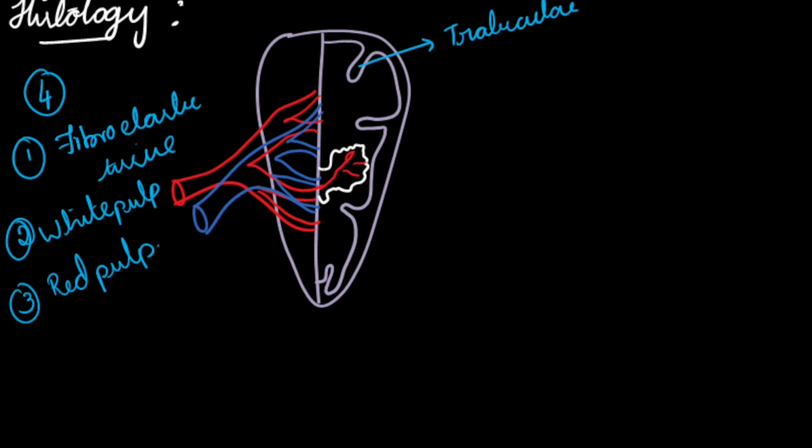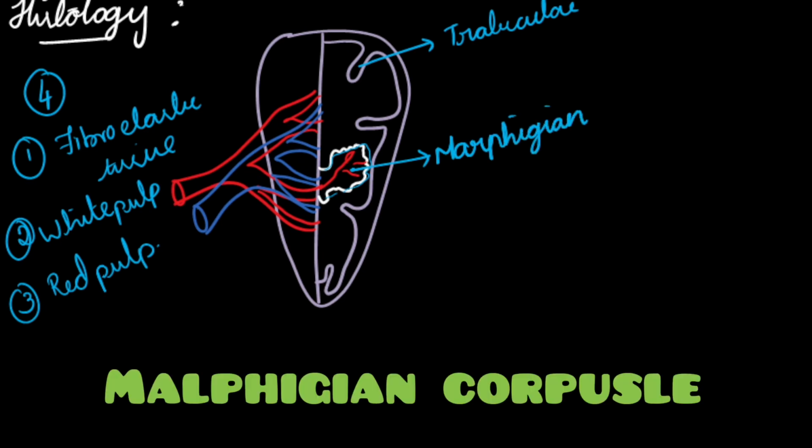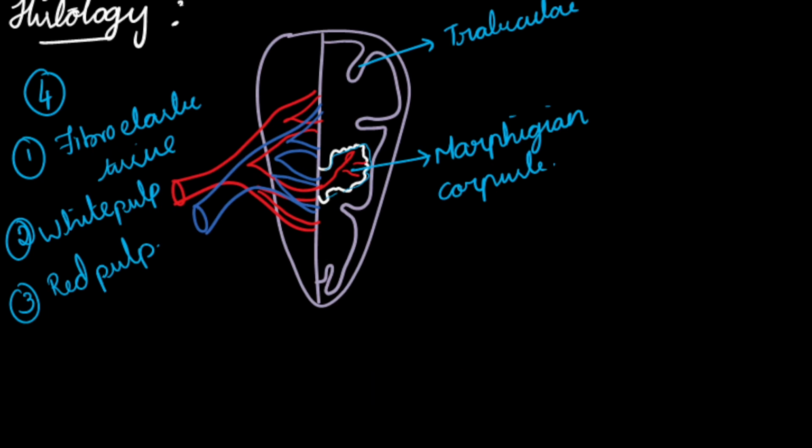This is the white pulp, which is situated around the eccentric arteriole, and this white pulp forms the Malpighian corpuscles, where the lymphatic nodules are situated. Here we can see the Malpighian corpuscle and the lymphatic nodules, and then comes the red pulp. All these areas around the white pulp are called red pulp.